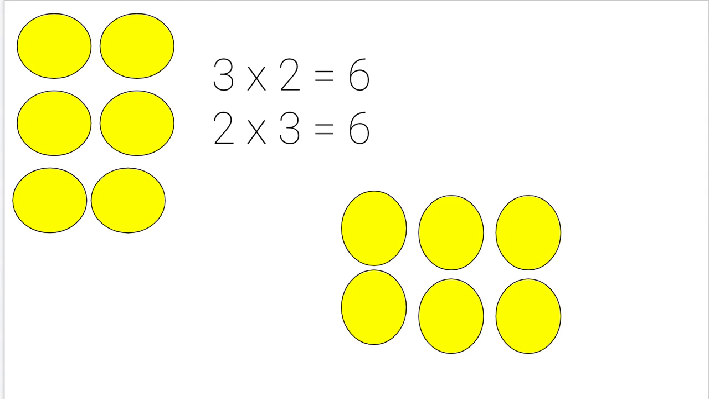But now let's say I have the array and I flipped it over, the same exact thing, but just put it on the other side. Now I can make a new multiplication sentence out of this array. I can say 1, 2, 2 rows, times how many in each row? 1, 2, 3. Gives us a total of 6 dots.